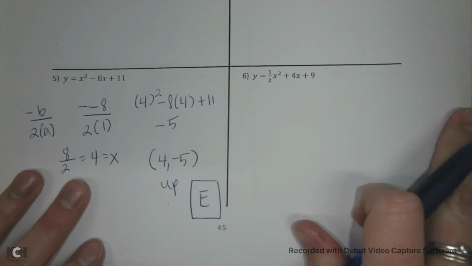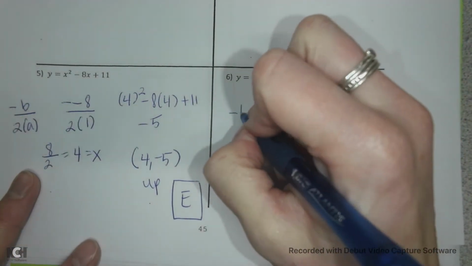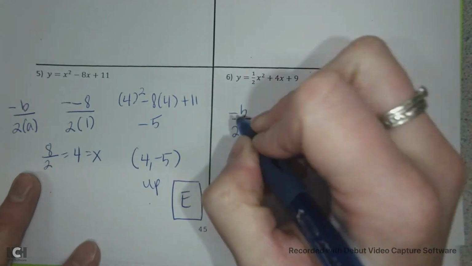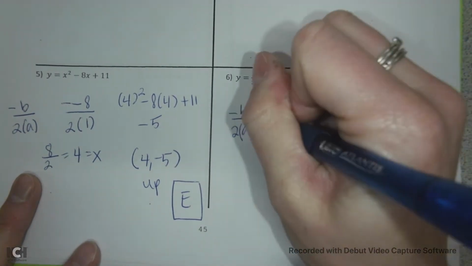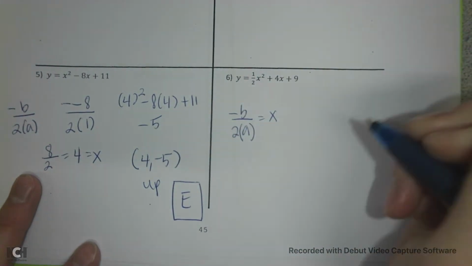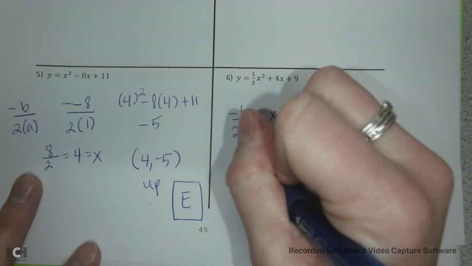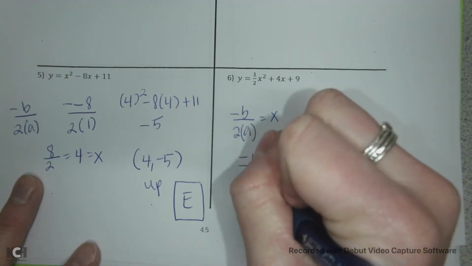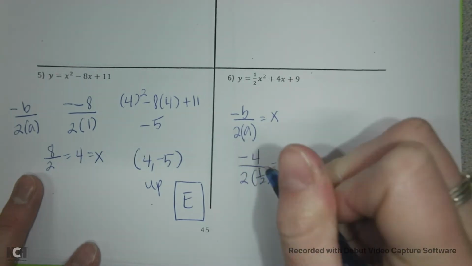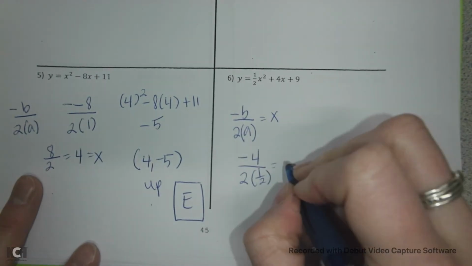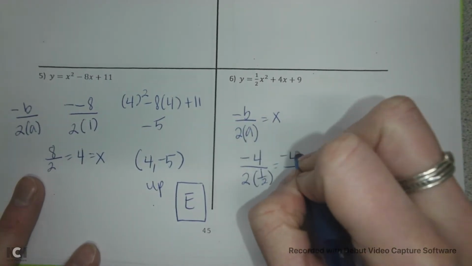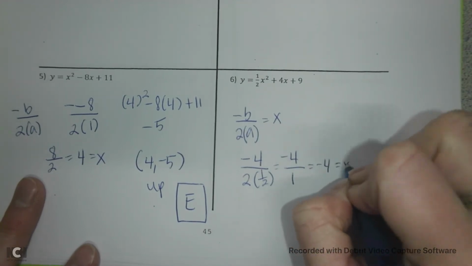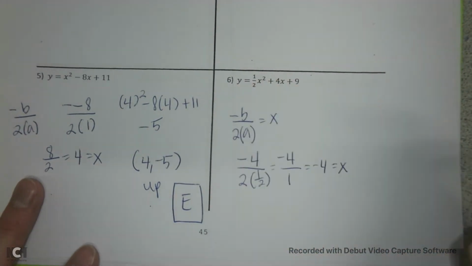So you could do the same thing on number 6. You could do negative b over 2a to figure out the vertex, because again, that's going to be the easiest, and that's our x value. So negative b is negative 4 over 2 times 1/2. Well, 2 times a half is 1, so negative 4. So negative 4 is our x value. So we're going to plug that in here.